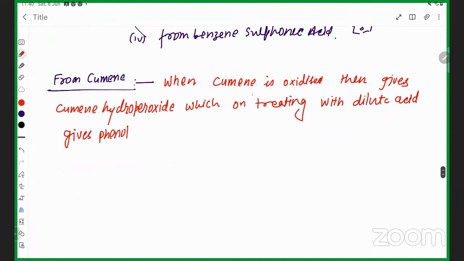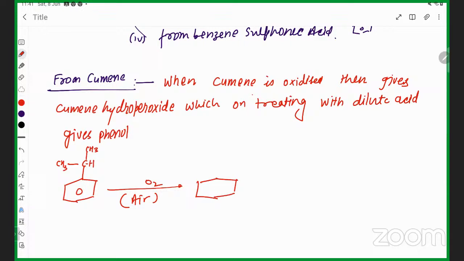So now we can see this is the cumene. This structure is cumene. And you are oxidizing this one, cumene, in presence of air only, you are not taking some other things. So what is going to happen, peroxide means it will be O, then H. Here it's already CH3 and CH3.